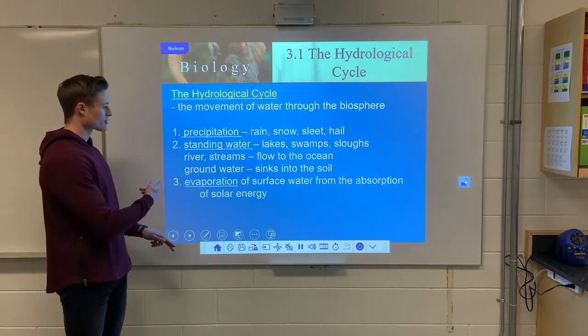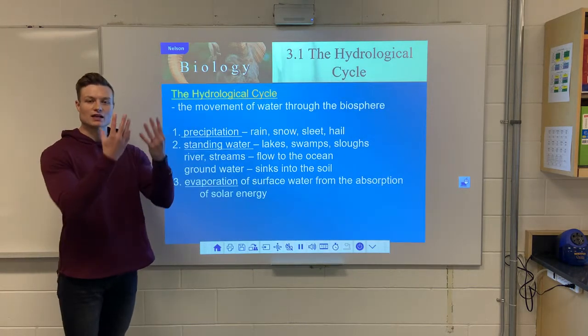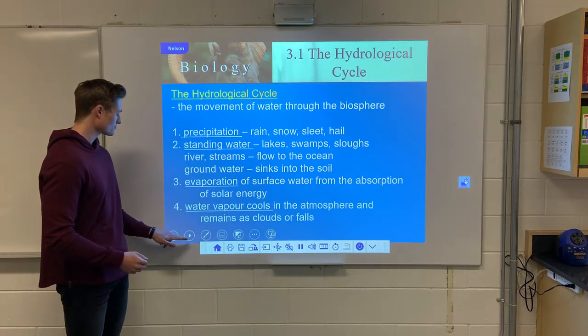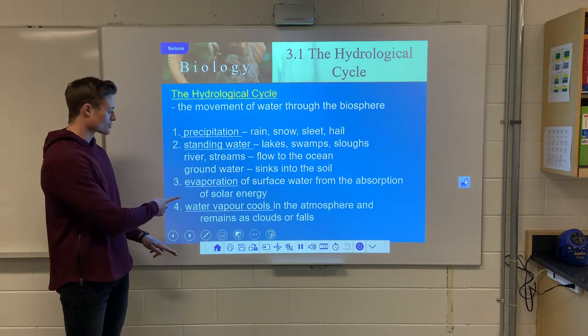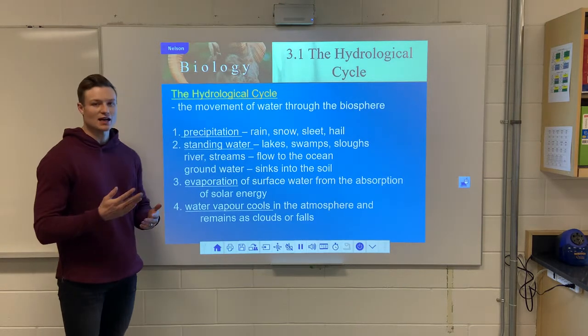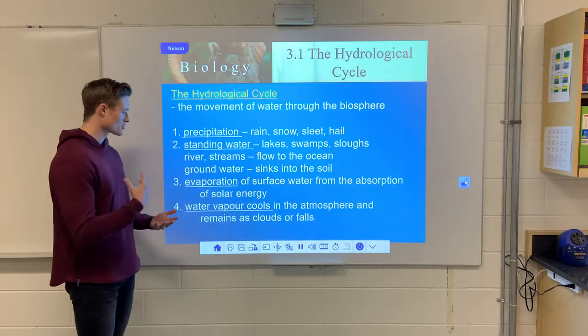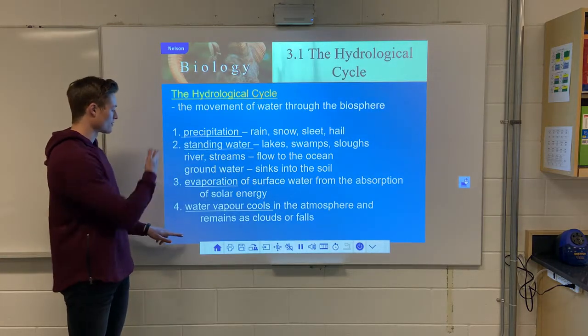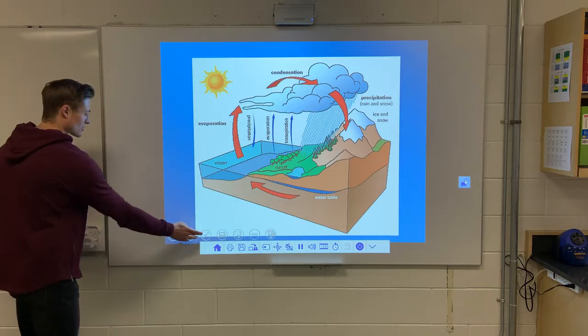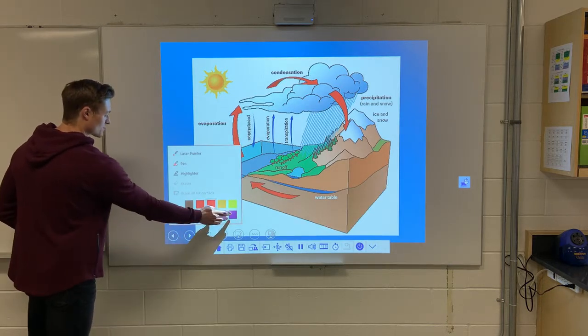We then have evaporation, so water moving back into the atmosphere, usually when it's heated up through solar energy. Water vapor, which would then be in our atmosphere as well. As this happens, this would be our condensation. So we have clouds forming and then would eventually fall again in the form of precipitation. So let's put it all together here in our cycle, and I'll highlight a few key things for you.